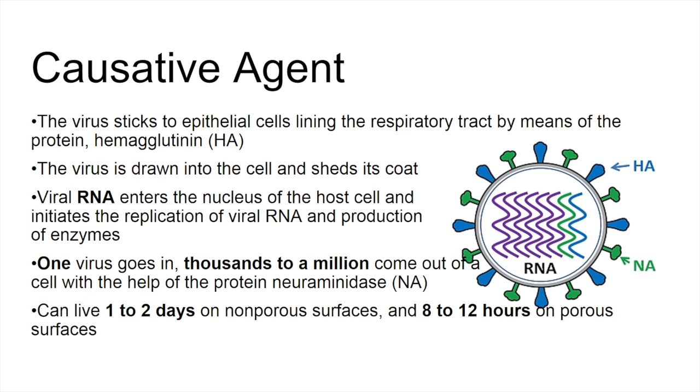The virus sticks to epithelial cells lining the respiratory tract by means of the protein hemagglutinin. Then the virus is drawn into the cell, where it sheds its coat. Viral RNA enters the nucleus of the host cell and initiates the replication of viral RNA and production of enzymes. One virus goes in, thousands to 1 million come out of a cell with the help of the protein neuraminidase. They can live 1 to 2 days on non-porous surfaces and 8 to 12 hours on porous surfaces.